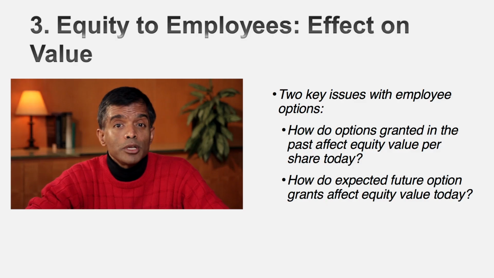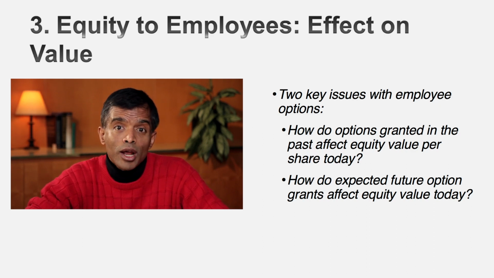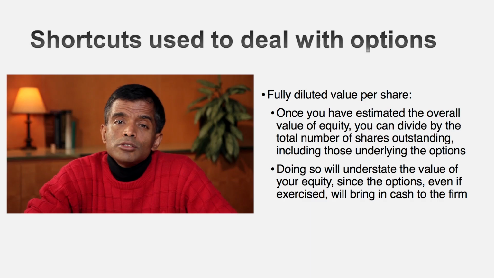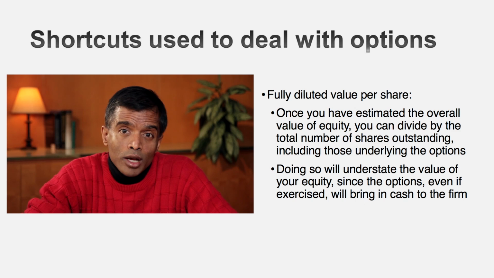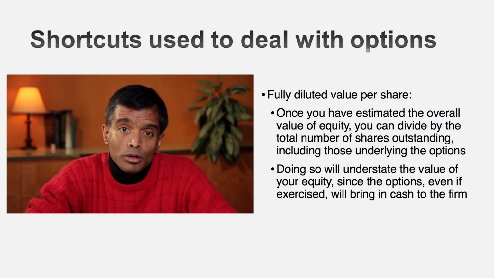One is options that the company's already granted in the past, and the second is options they might continue to grant into the future. So let's talk about options that have already been granted. How do you bring that into the value of equity per share? I'll start off by describing two approaches that analysts often use that I don't think are very good approaches but get used nevertheless. The first is to divide the overall value of equity, remember the value that you got from your valuation model, by the fully diluted number of shares.